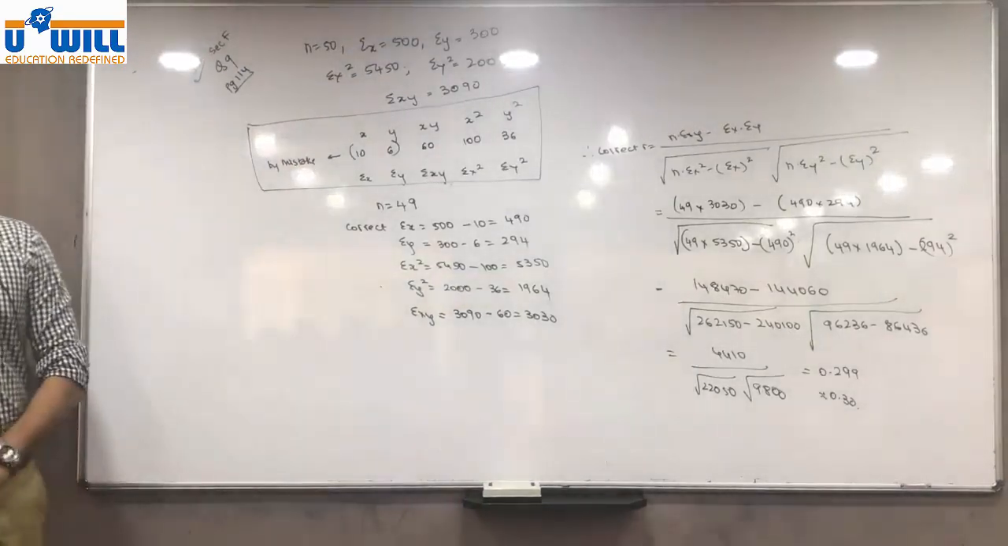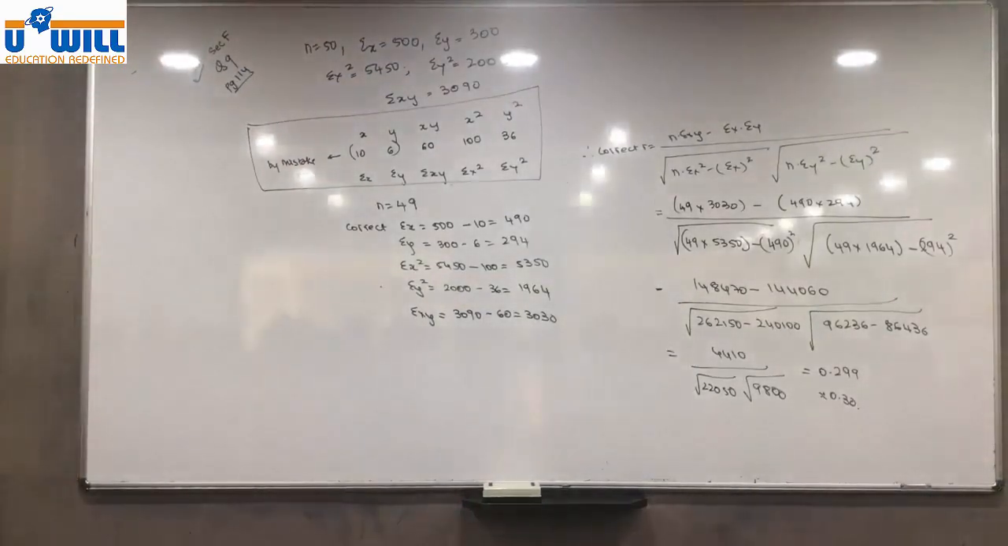Therefore, correlation coefficient by excluding (10,6) is equal to 0.30.